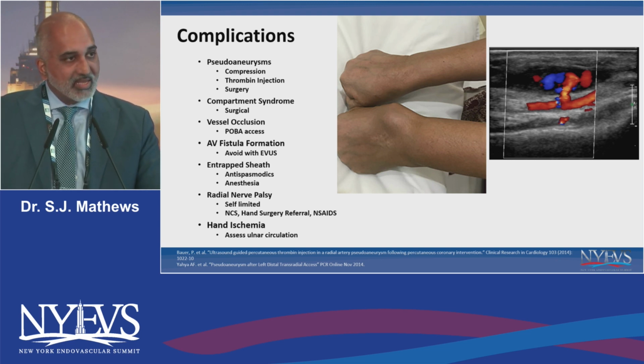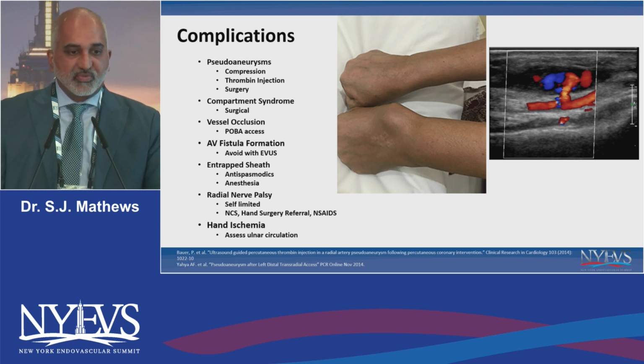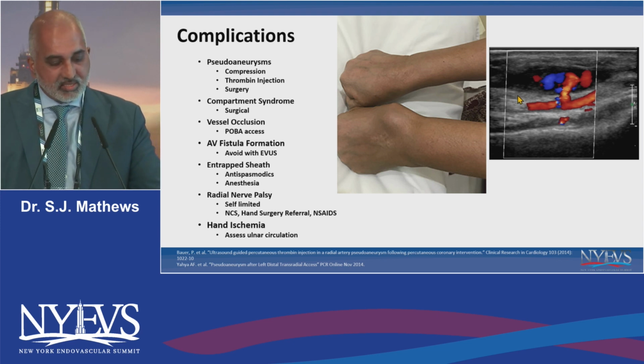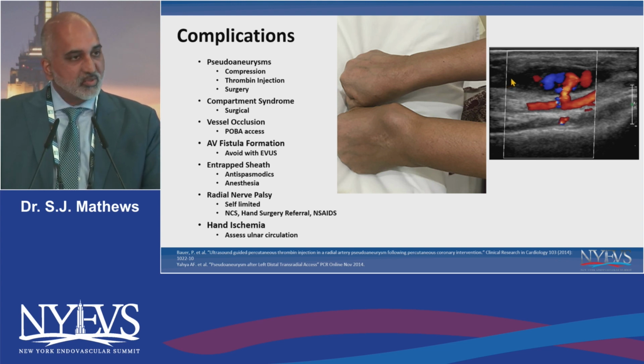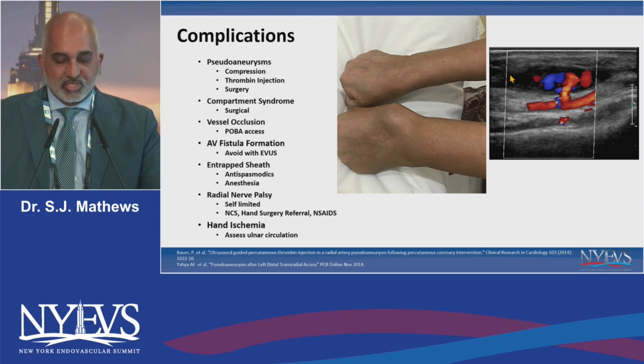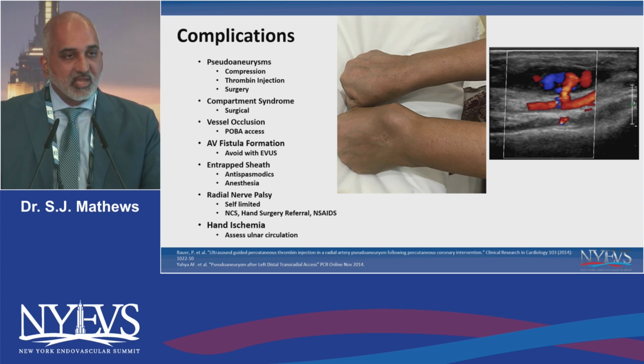Radial nerve palsy has happened to me before too. The patient develops almost carpal tunnel-like symptoms. You can use NSAIDs and whatnot too, sometimes refer to hand as well too. After about 6 to 8 weeks, usually gets better. Sometimes it lasts longer. You have to counsel the patients. Hand ischemia, know what the ulnar circulation is like. Just yesterday I did a case. Radial was too small. I went transulnar to do the case, and it worked great.